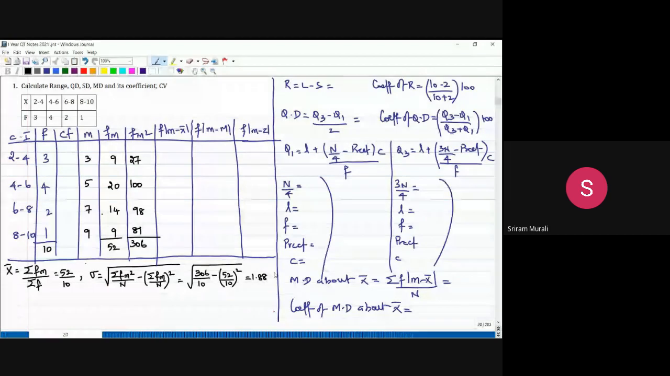So you know how to compute CV. CV is sigma by x bar into 100. X bar is 5.2. Sigma is 1.88, divided by 5.2. If you want, you can multiply with 100. Have you understood how to find CV?